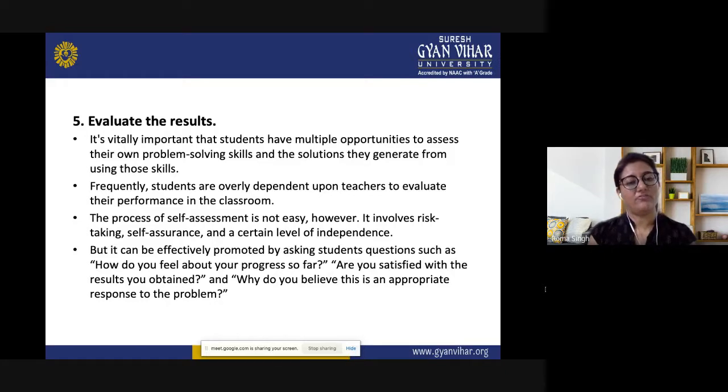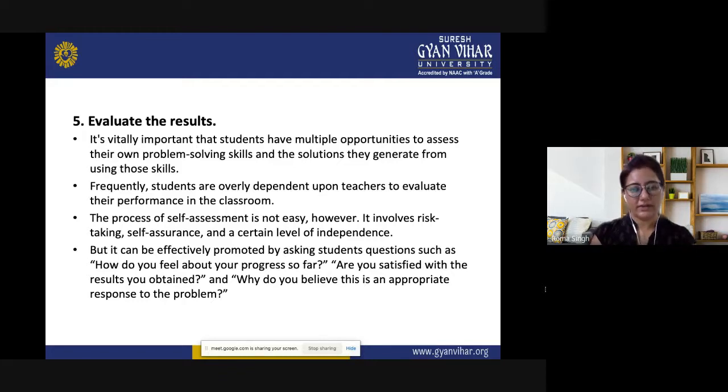But it can be effectively promoted by asking students questions such as, how do you feel about your progress so far? Are you satisfied with the results you obtained? Why do you believe this is an appropriate response to the problem? So if they have not done the problems or the process in an honest, organized, or systematic way, they will not be able to answer that.